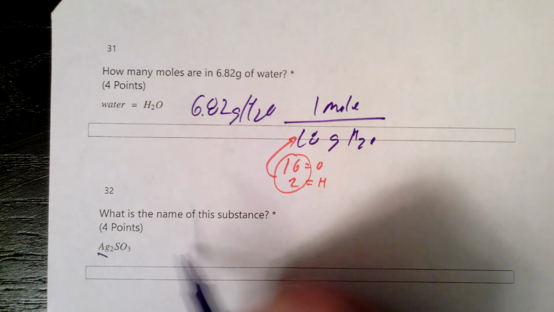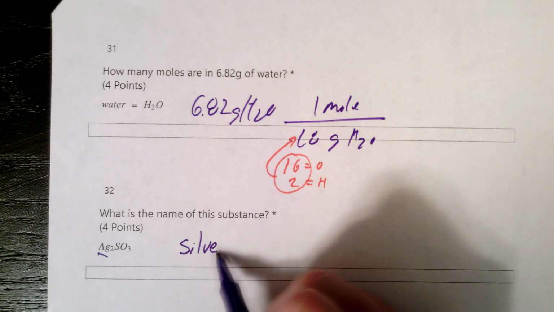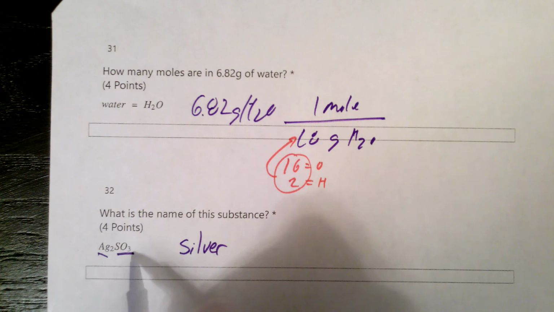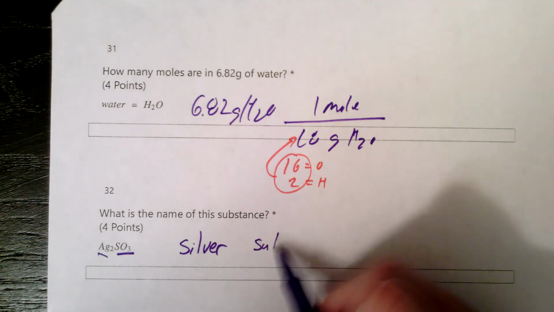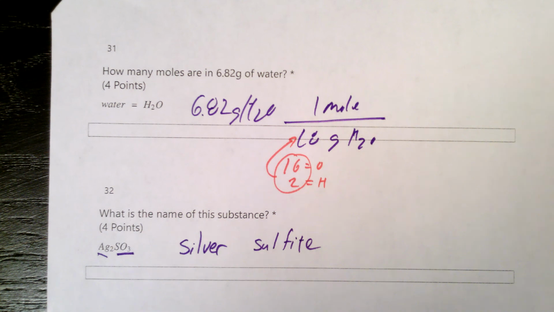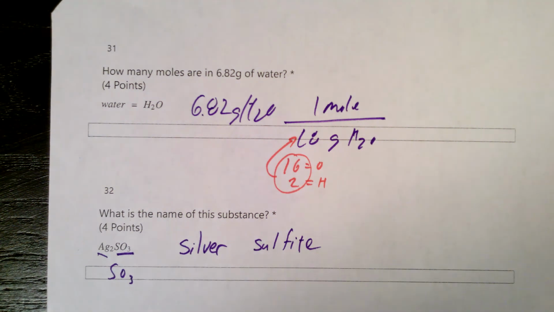Name of this substance, here we have silver. We have another one with polyatomic ions. We saw this one previously in the test. This is silver sulfite because SO3 is the sulfite ion.